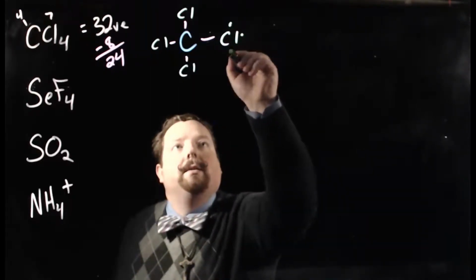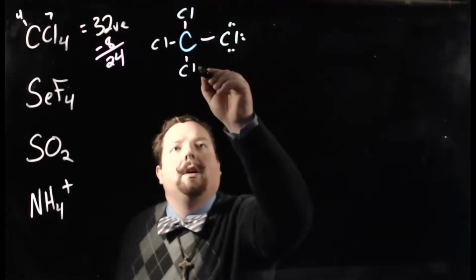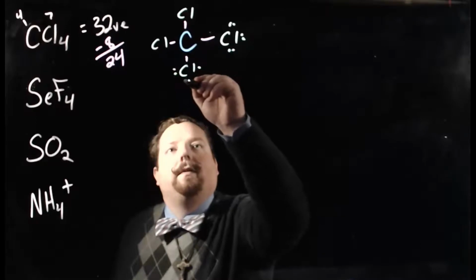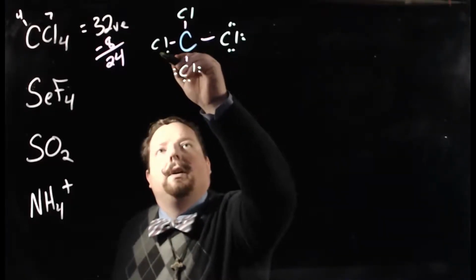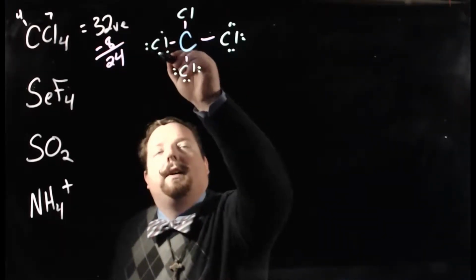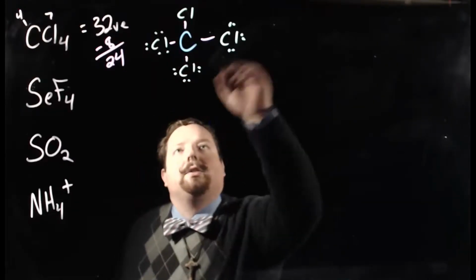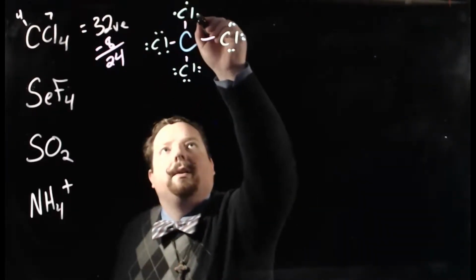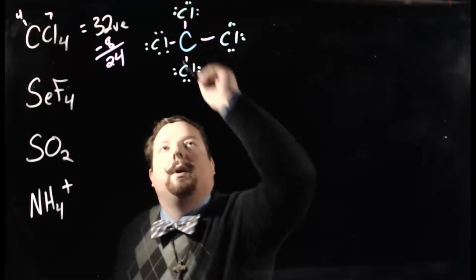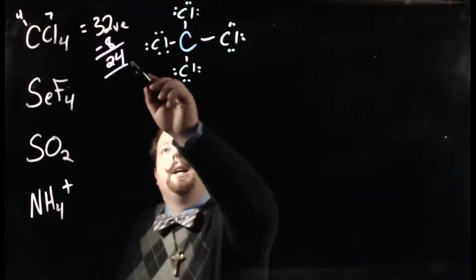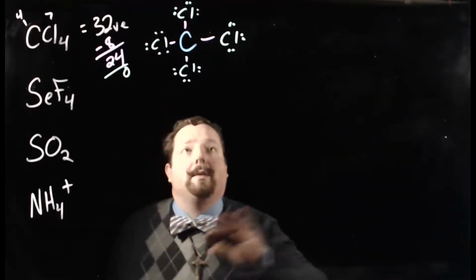We have 1, 2, 3, 4, 5, 6 on each chlorine. That's 6, 12, 18, 24. Now we've used our 24 electrons. So we're done with that.